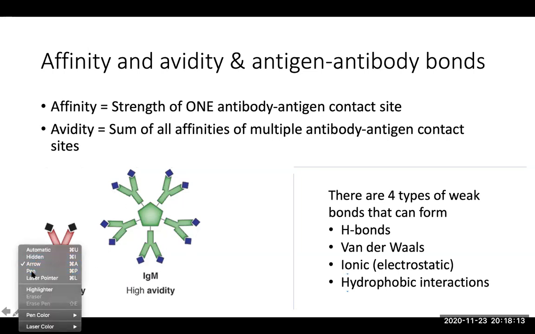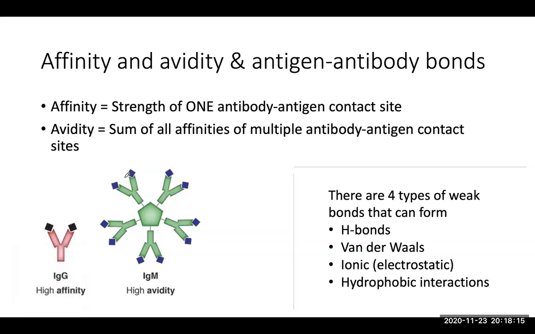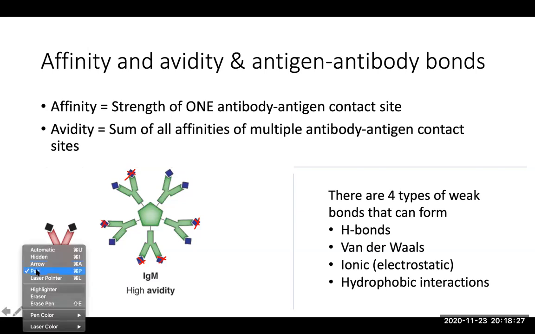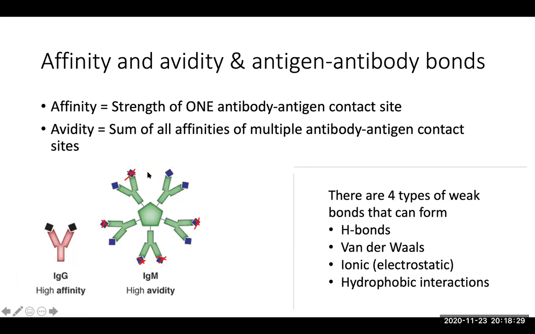So we're actually going to take a pin and we're going to say, every so often it doesn't actually catch an antigen because it's not the best. But that's okay because it has so many binding sites that it has what we call high avidity. It's going to still bind a lot of antigen overall because it has so many binding sites. So it's the sum of all of the affinities of multiple binding sites, right?